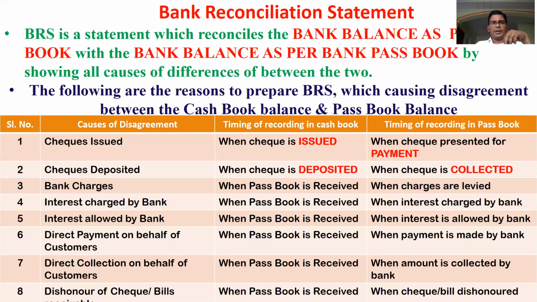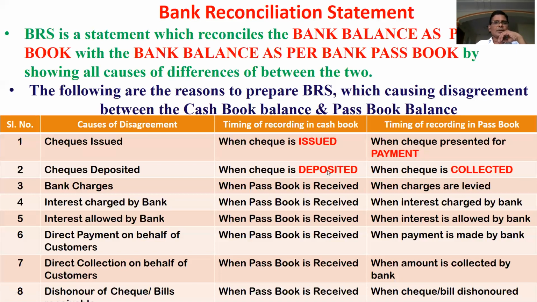So the main point you have to understand is that we are comparing the bank account in our books with the passbook balance. But there are differences actually. Whatever transactions we have with the bank are recorded in our 3-column cash book bank account and in the passbook. But there are disagreements. There are some reasons why there is disagreement between the cash book bank balance and the passbook balance.